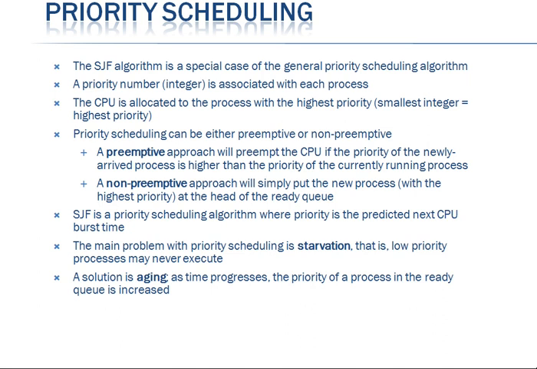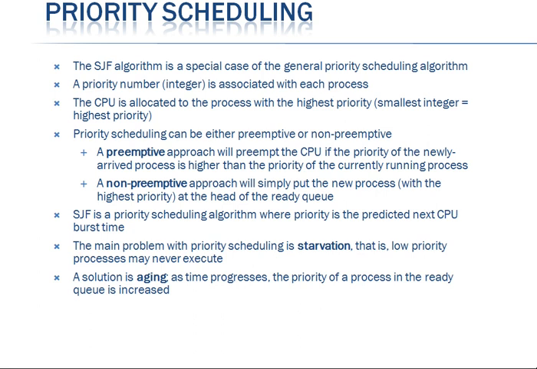The main problem with priority scheduling is starvation. Starvation means it may happen that lower priority processes may never execute. If all the time a new process comes whose priority is higher, then the turn of the lower priority process will never come. This problem is called starvation.